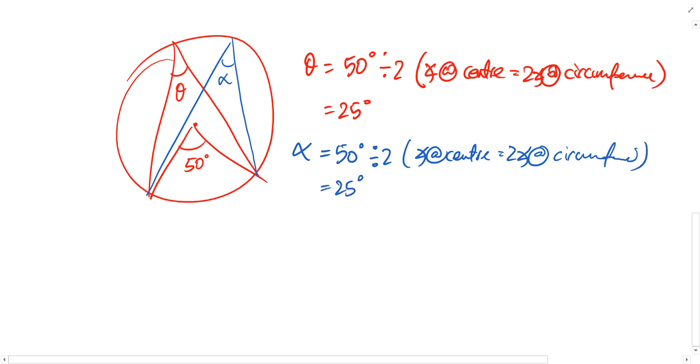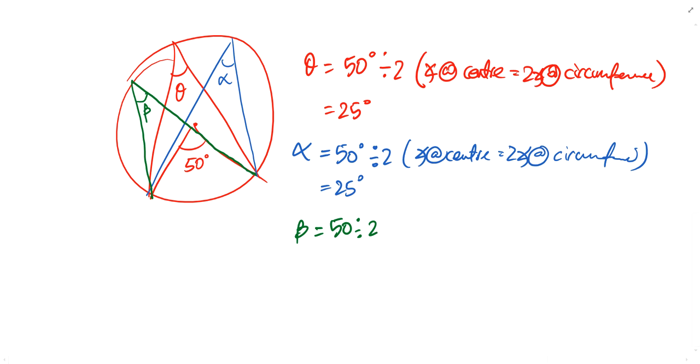Let's try something else. Slightly different. I'm going to draw along the radius. I'm going to come down this way. Okay, let's call this beta. How about beta? How much is beta? Is it still 50 divided by 2? Why not?